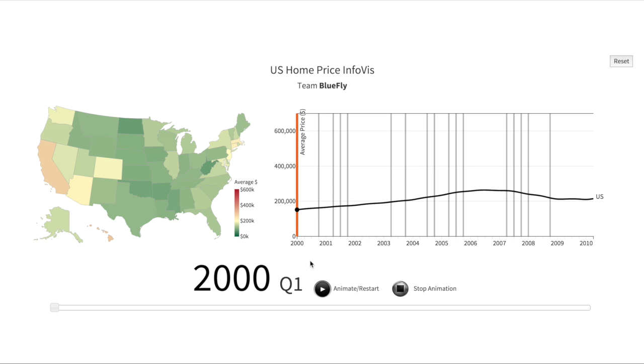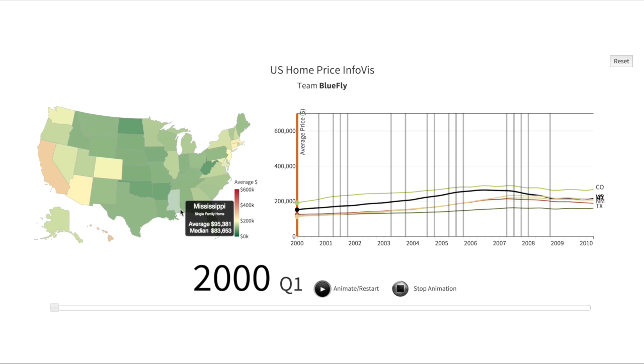The first question we want to explore is, how do we see the last 10-year house pricing trend? There are really two ways to accomplish this. The first way is looking at the line graph. We can select any number of states that we'd like, and look at the 10-year overall price trend of those particular selected states.